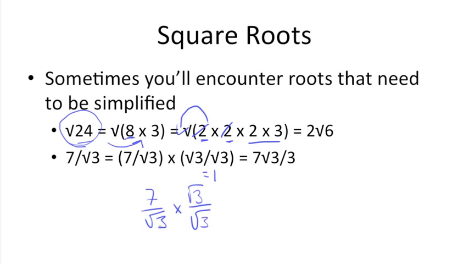is 7 over root 3 times root 3 over root 3. And now what happens is, since you have the square root of 3 times the square root of 3, that equals 3. And on top we get 7 times root 3. And that would be acceptable as an answer.